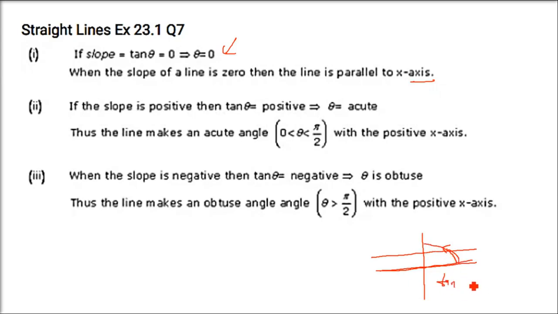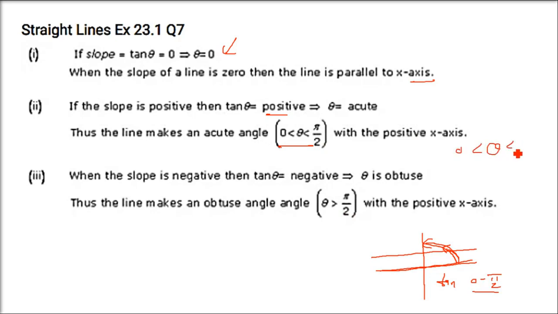When we talk about positive slope, tan theta is positive only between 0 and pi by 2, 0 and 90 degrees. So when you say the slope, tan theta, is positive, that means the angle has to be in between, which is only possible when it is between 0 and pi by 2.